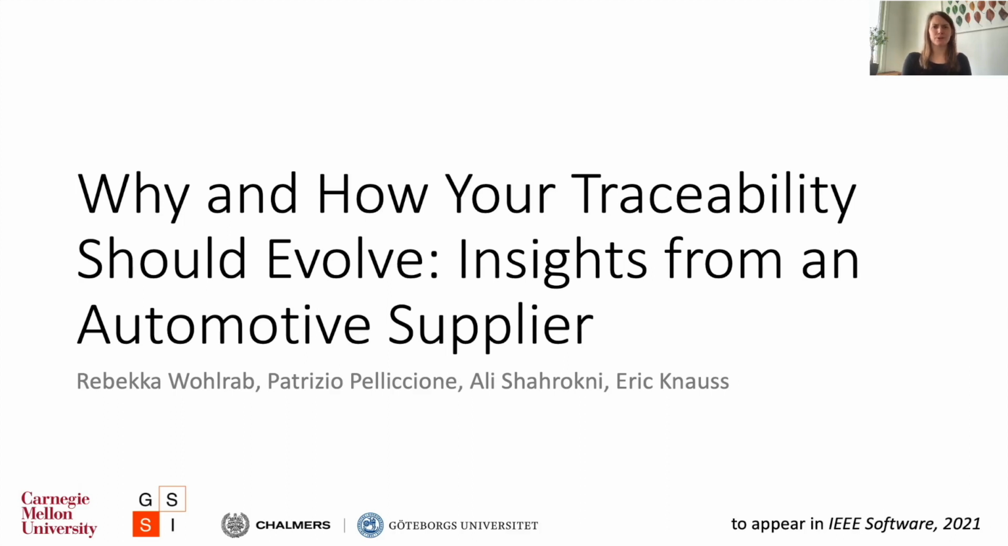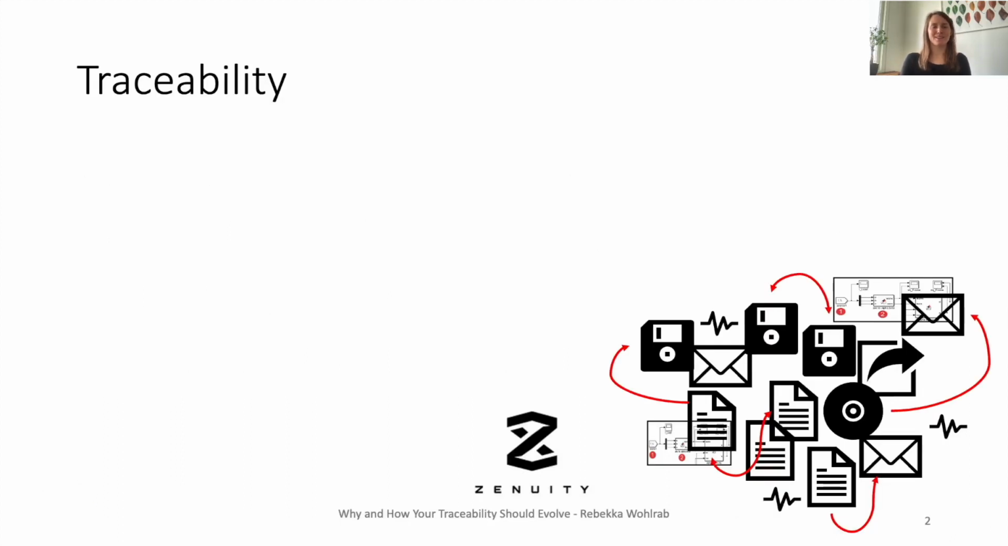And here we are concerned with the topic of traceability, so the ability to create and use links between artifacts. Those artifacts could be architecture descriptions, requirements, source code, models, or documents of different kinds.